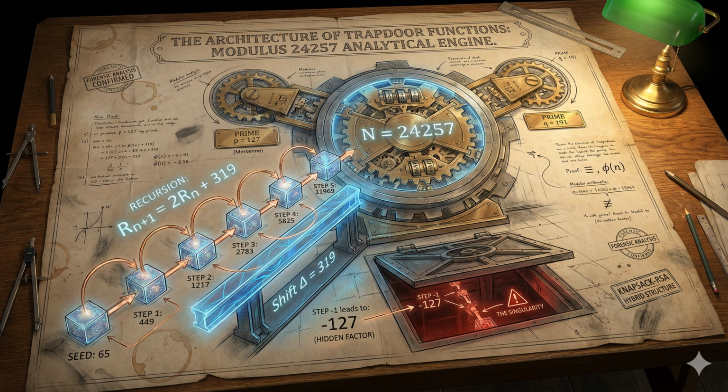Which tells us this isn't random noise. 319 isn't just a number, it's a constant. It acts as a geometric offset. The report calls this the 319 anomaly. So what does this mean? We have this RSA modulus 24257, which we know is 127 times 191. And now we have this repeating 319 difference. How do they connect? The report shows that you can actually build the modulus 24257 using a simple recursive formula based on this 319. You don't need to multiply primes. You can just iterate.